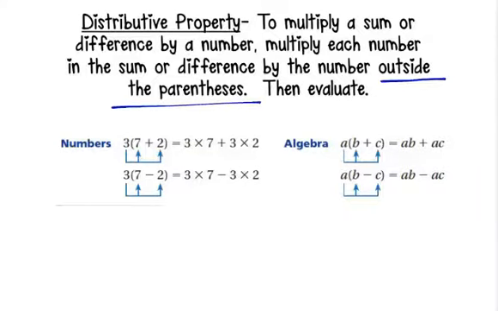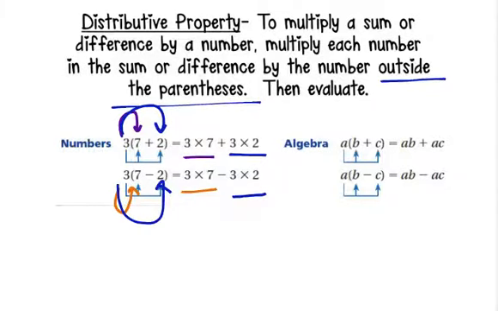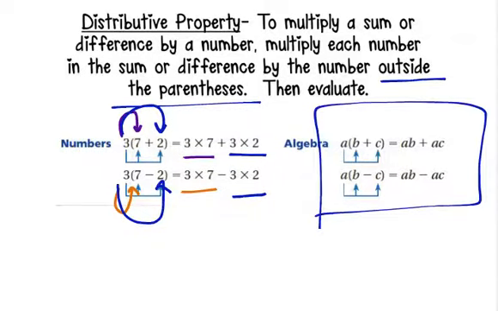So here you can see that we've got 3 times 7 right here, and then we have 3 times 2 right here. Same thing with the subtraction: 3 times 7 is right here, and then 3 times 2 is right here. And the same thing is true if you had letters. It still works the same way. If you're not quite sure about that property, I think once we start doing some examples, you'll understand it better.